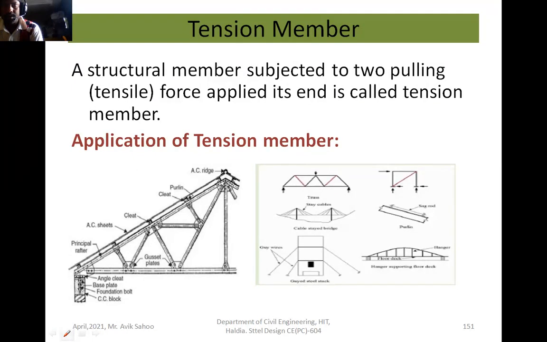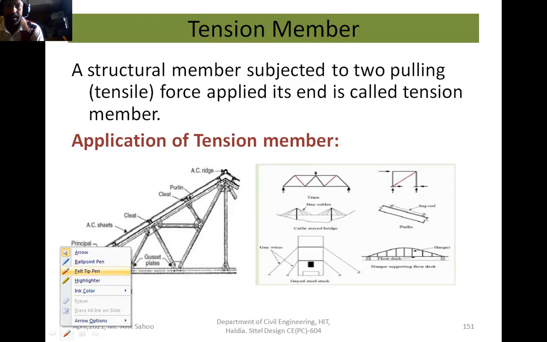In steel structure, you know that members consist of tension, compression, then bracing members, then column, beam. So different types of members are used in steel structure. Here I am going to discuss tension members used in steel structure and how the tension members are designed, that I am going to explain.